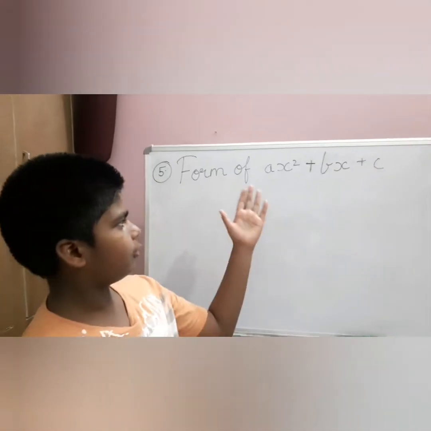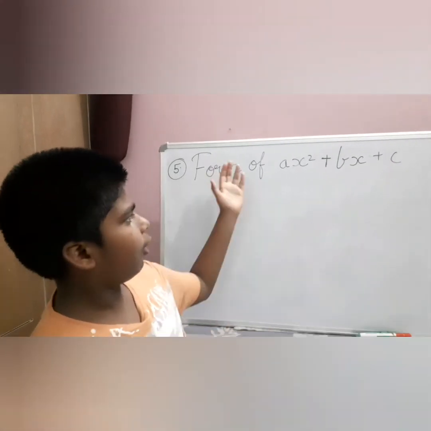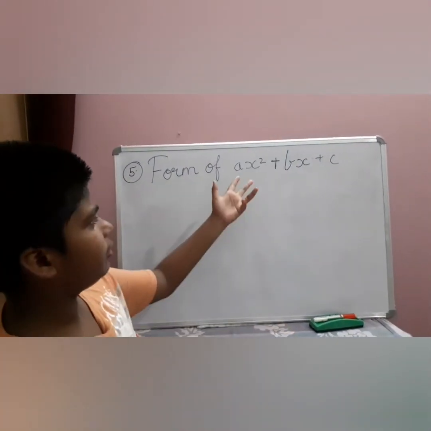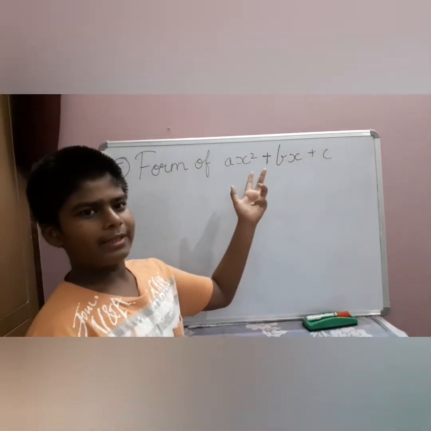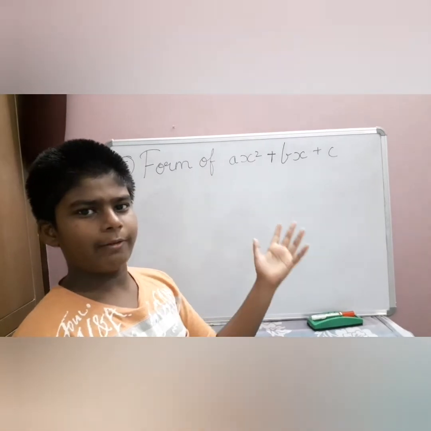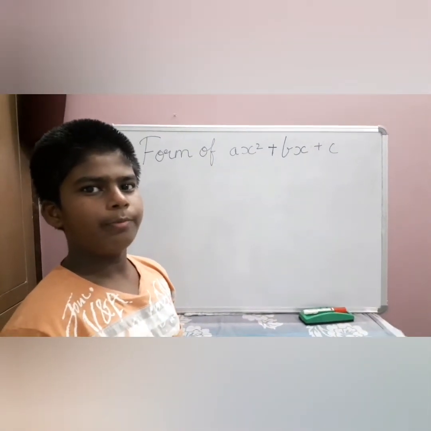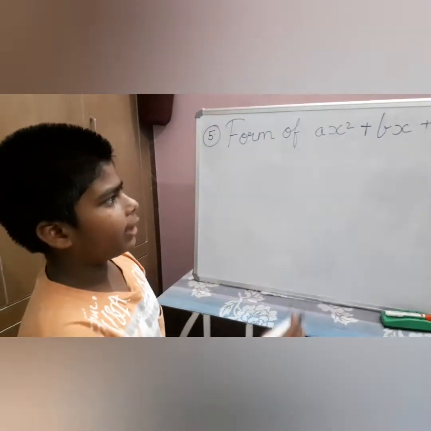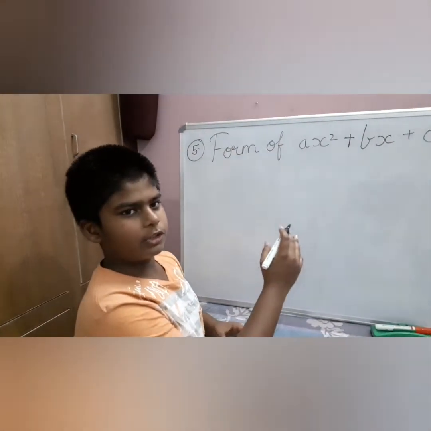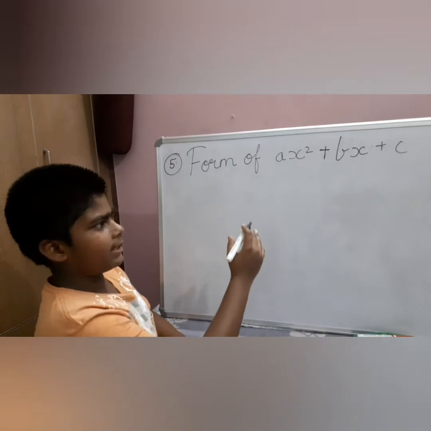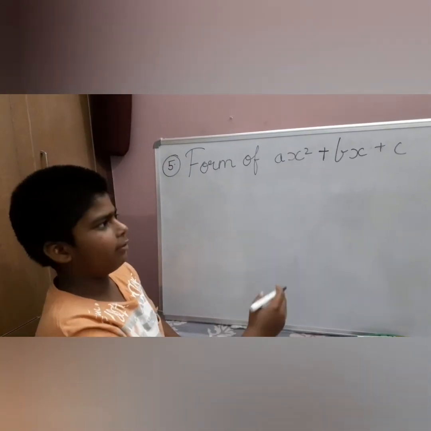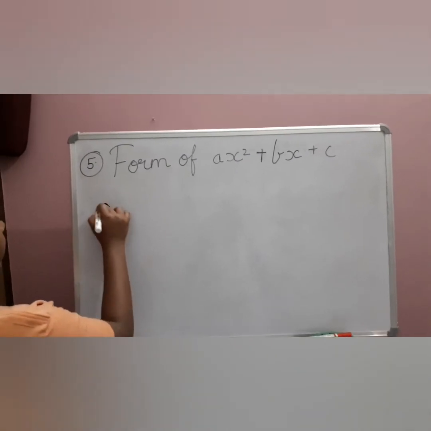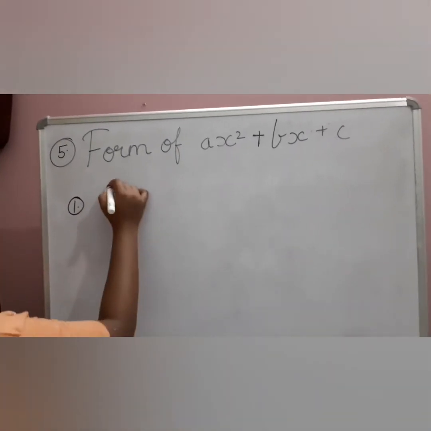So let us move to our 5th step, which is the form of ax square plus bx plus c. So why do we use it? We use it when our 4 earlier steps which I have told you fail or we can't apply them. And there are 2 important things which you must know. First is the recognizing procedure and second is the way of solving it. So let us move to our first important thing, which is the recognizing procedure.